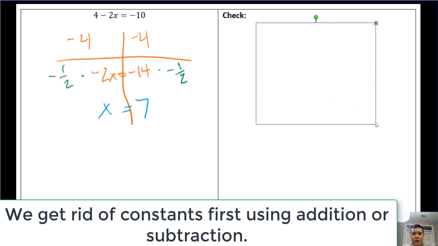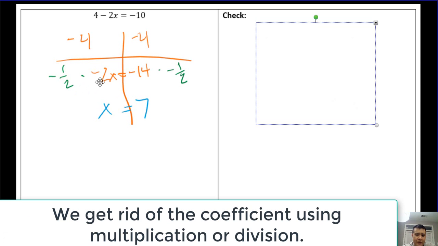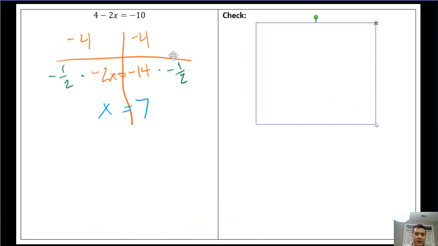We're going to subtract 4 from both sides first, which gets us negative 2x equals negative 14. Multiply both sides by the reciprocal of the coefficient, which is negative 1/2 in this case. And then again, we get to cross cancel. 2 goes into 2 once, 2 goes into 14 7 times, and then x equals 7 because these negatives cancel each other out.